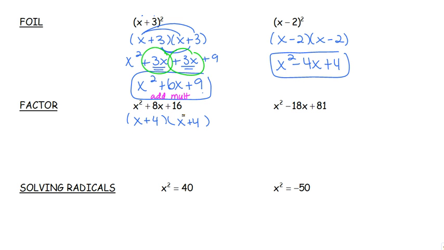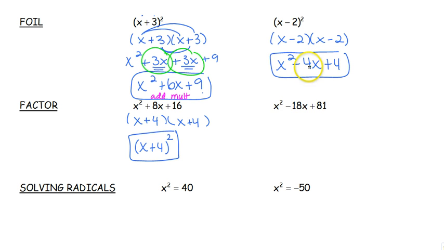So when I factor, I realize that I have the exact same quantity two times. So instead of leaving it like that, I'm going to change it to (x + 4)². And I want to make sure that I do combine it like this. That's the most simplified way to write it.